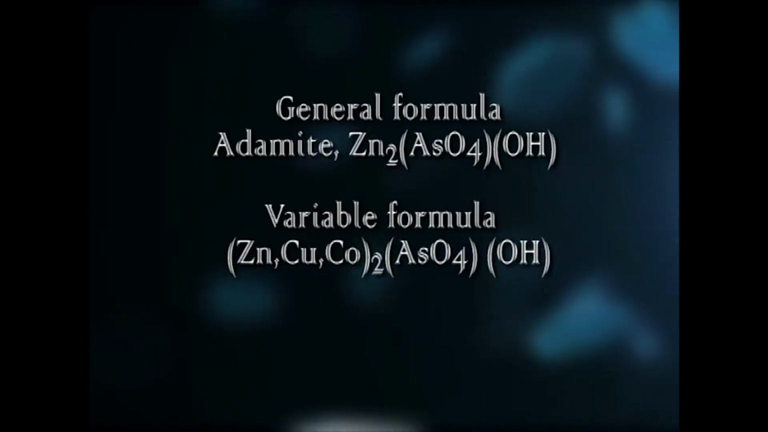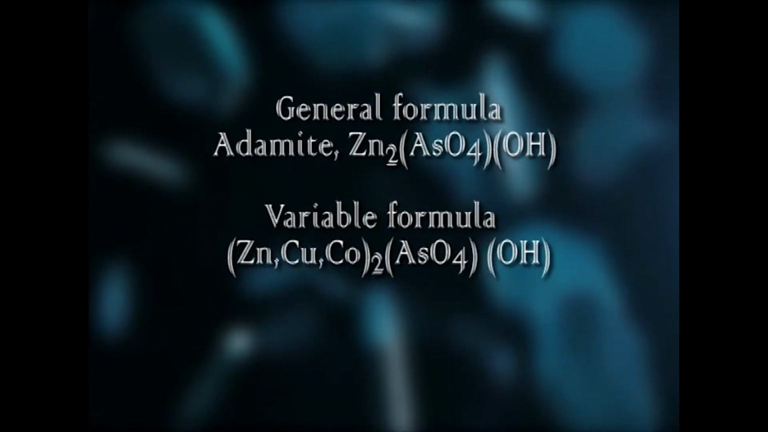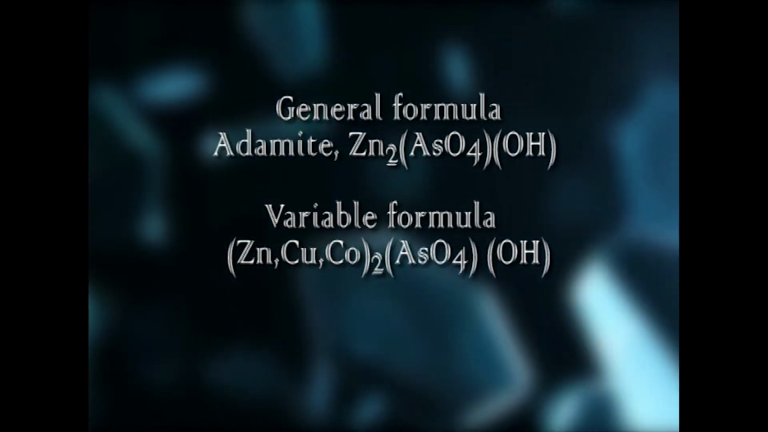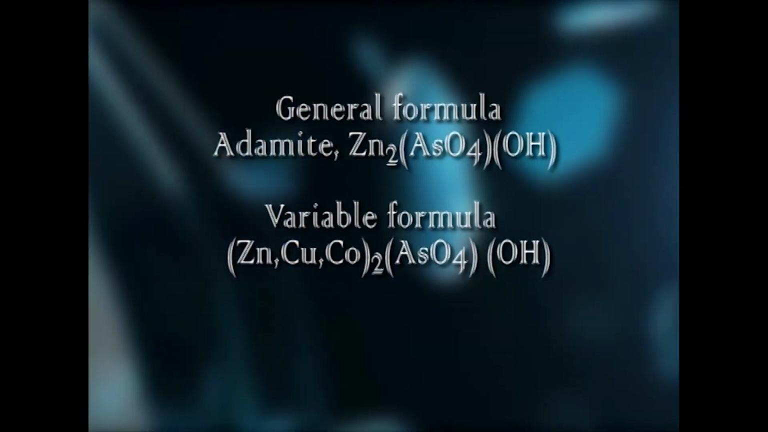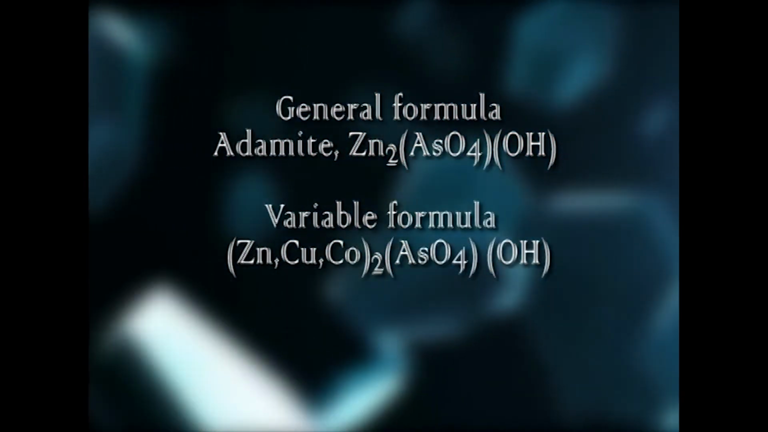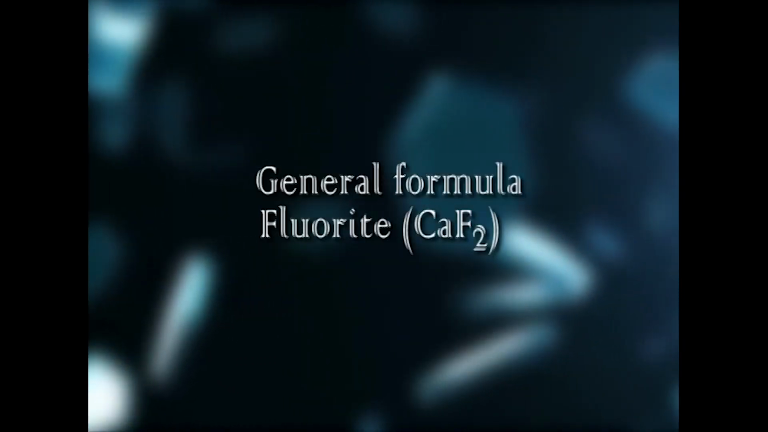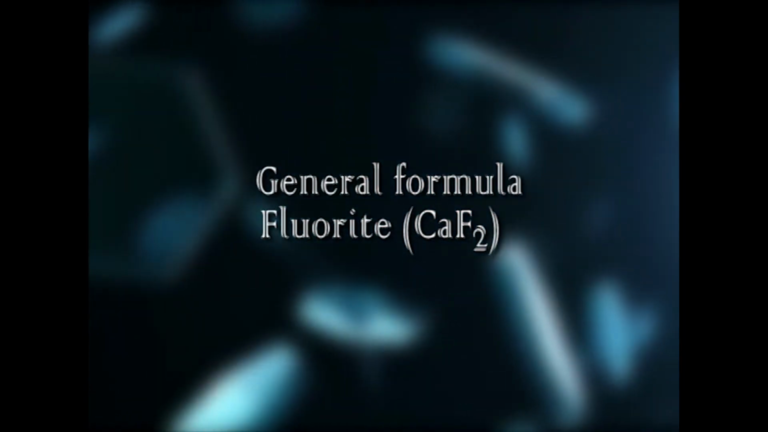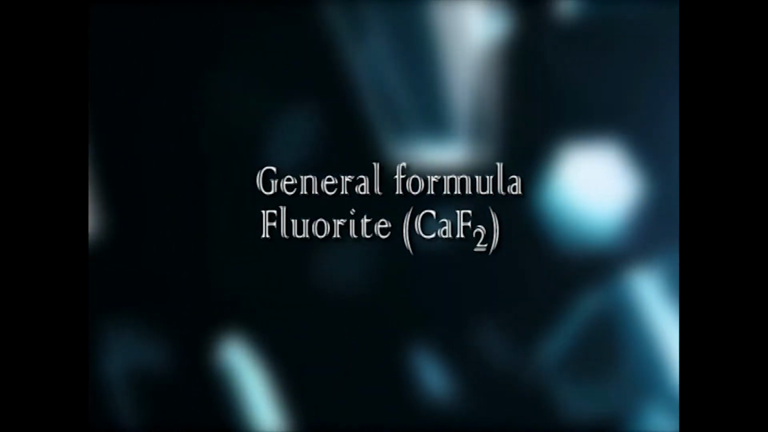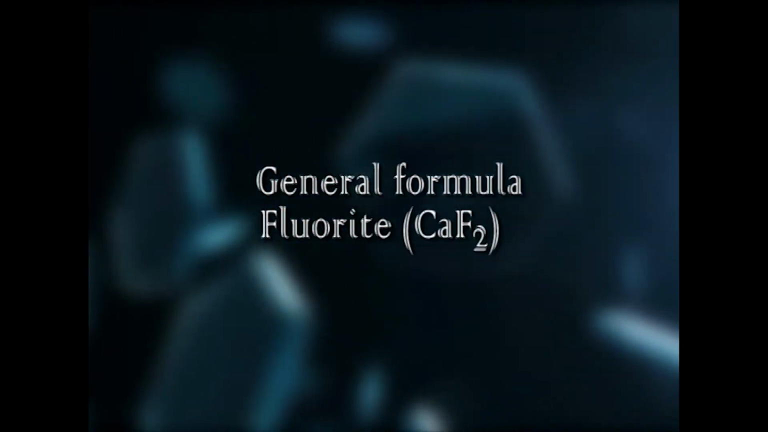Mineral adamite, which is Zn2AsO4OH, is bound to have copper and cobalt as impurities, but only when copper and cobalt replacement is significant, a variable formula for this mineral will be used as (Zn,Cu,Co)2AsO4OH. Fluorite, that is CaF2, normally has very small quantities of cerium and yttrium, but it never reaches significance to represent it by a variable formula.